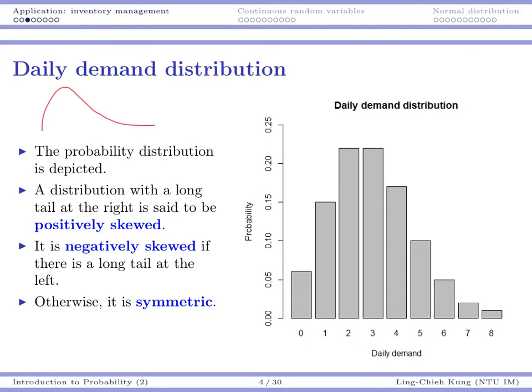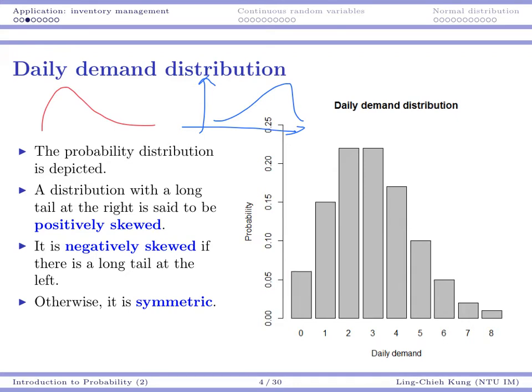If on the other hand, your distribution looks like this, there is a tail at the left, then you have a negatively skewed distribution. Or if your distribution is just symmetric, there is no relatively longer tail, then your distribution is just symmetric. So these are just some common terms that I want you to know. Anyway, in this case, this is a positively skewed distribution.